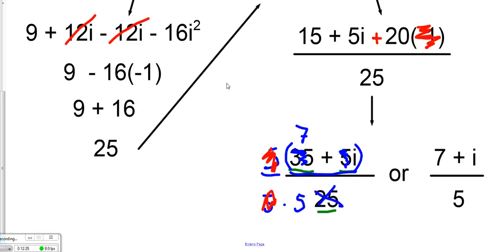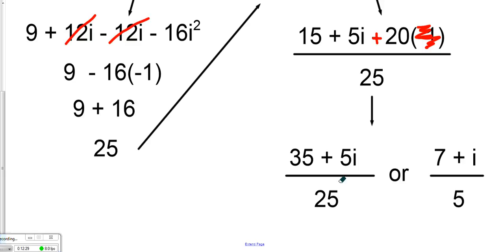So when you get it down to here, check and make sure that if you can factor out a certain piece and divide it out of this one to simplify, make sure you do that. This is the most simplified form of our complex division problem.